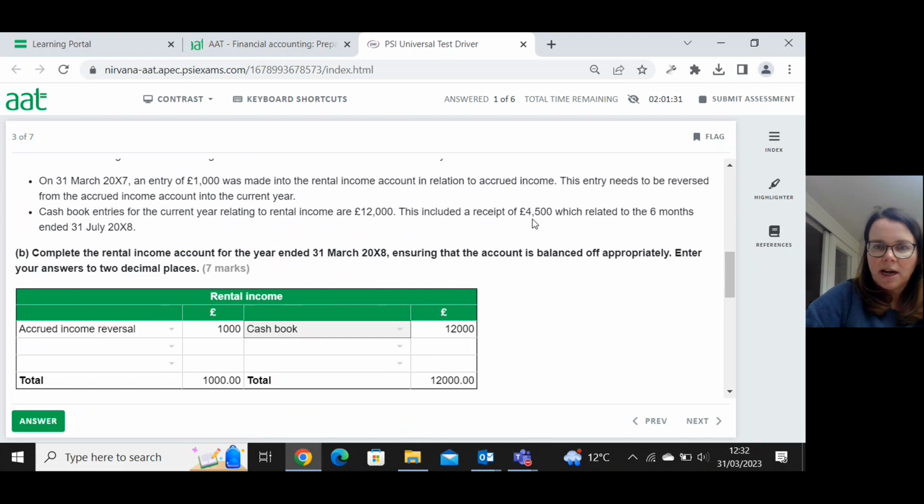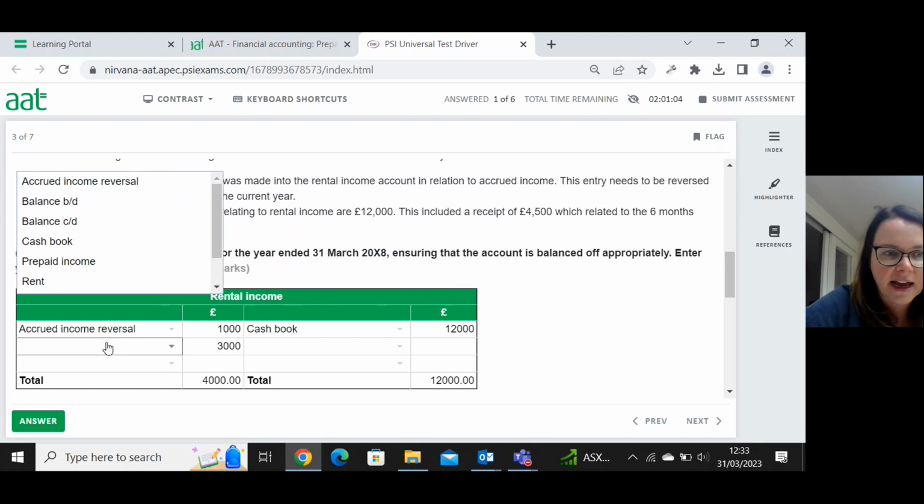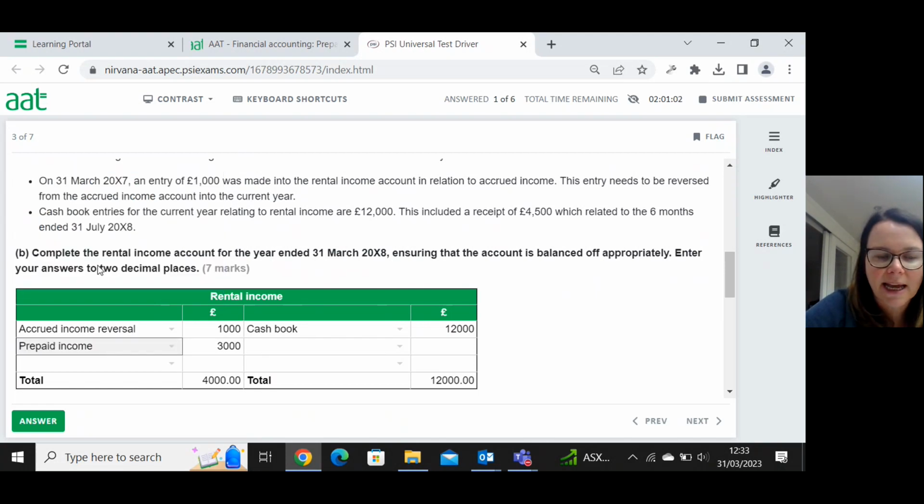So what I need to do is work out 4/6, because 4,500 relates to 6 months. So I divide that by 6, I get 750. And I've just calculated that 4 months have been prepaid. So my tenant has paid up front. It's included in that £12,000, but it shouldn't be there. So I'm going to debit 3,000. And the narrative for that is going to be prepaid income.